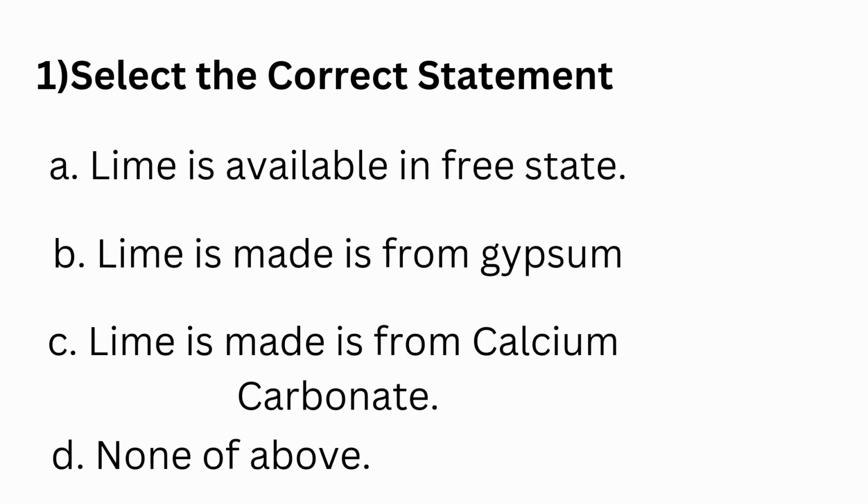The first question is select the correct statement. A. Lime is available in free state, which is incorrect. Lime or calcium oxide is derived from high quality natural deposits of limestone or calcium carbonate. And the second one is also incorrect because here the lime is made from gypsum. Actually, the lime is made from calcium carbonate. So, option 3 is correct.